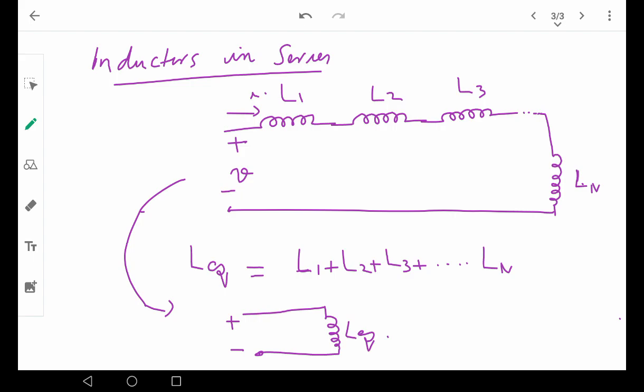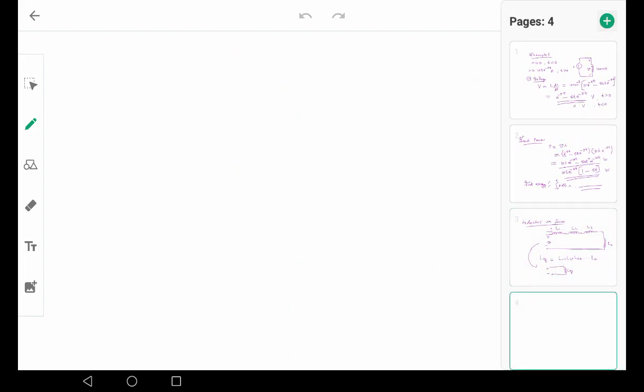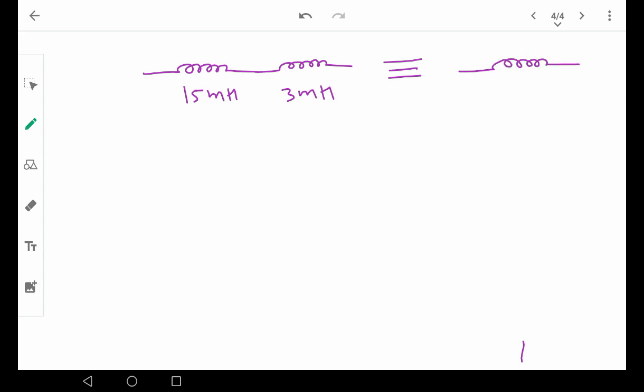For example, if you have two inductances of 15 millihenry and 3 millihenry, right? Understand? This is equal to a single inductance of 18 millihenry. Both are the same. Okay. So that's how you will have the inductors in series.